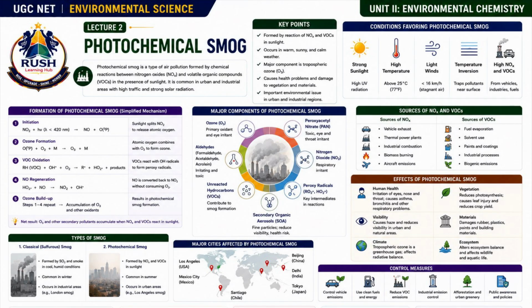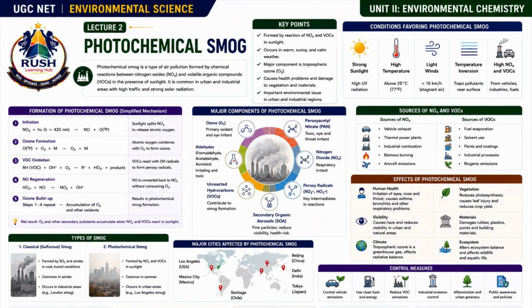The fourth effect is on materials and infrastructure. Photochemical oxidants damage rubber, plastics, paints, fabrics, and building materials. The fifth effect is on climate. Tropospheric ozone acts as a greenhouse gas and contributes to global warming. The sixth effect is on ecosystems. Smog-related pollutants can alter ecosystem processes, nutrient cycling, and biodiversity.